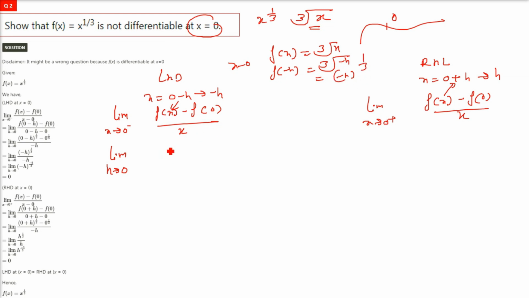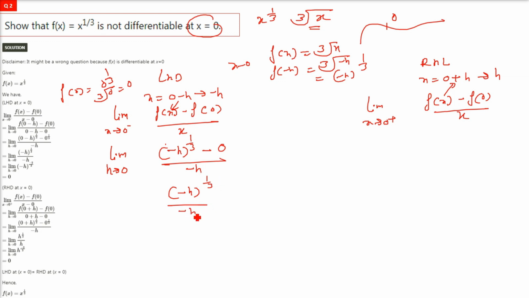So I am writing it directly. So (minus h) to the power 1 by 3 minus f(0). What is f(0)? Third root of 0, any root of 0 is going to be 0 only. So just write 0. And in place of x, write minus h. So this is (minus h) to the power 1 by 3 divided by minus h.